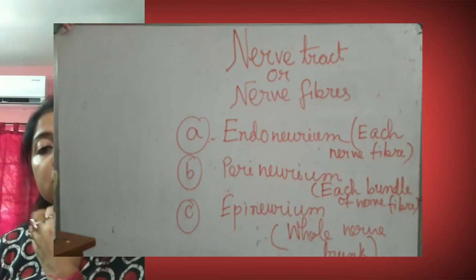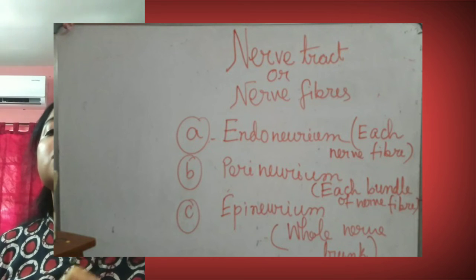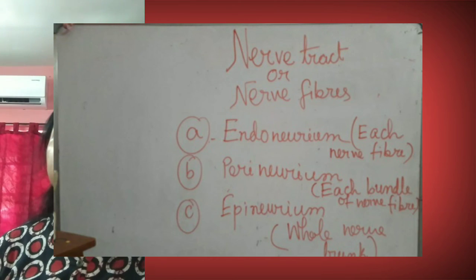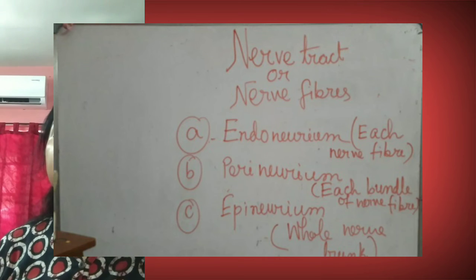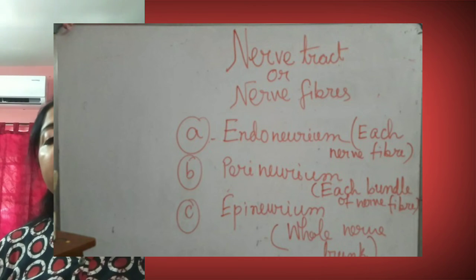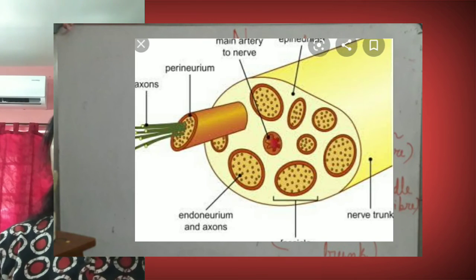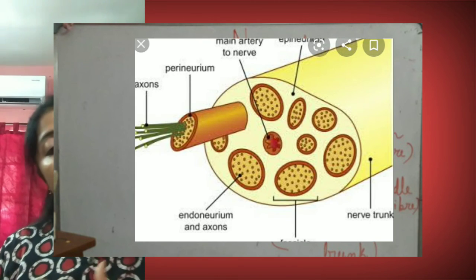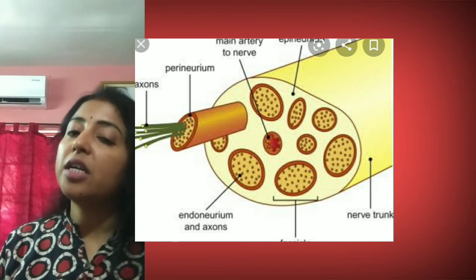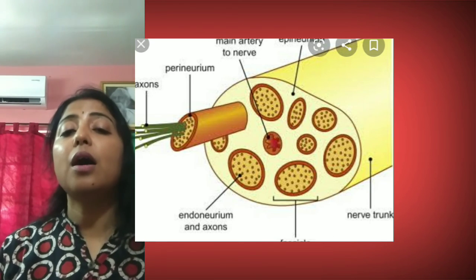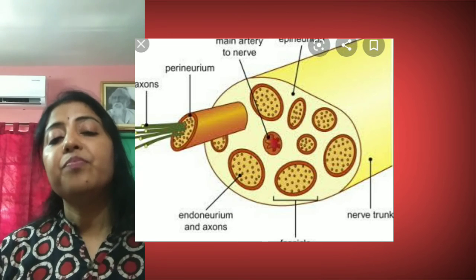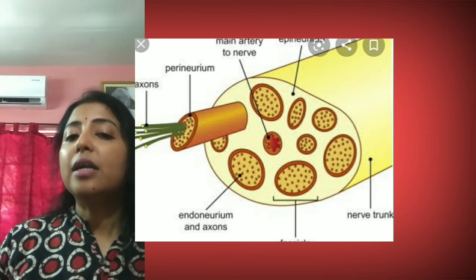Okay, second one, I have told you, perineurium. What is its function? It is a kind of connective tissue that surrounds a bundle of nerve fibers. Okay, and the third one is epineurium. It is also made of connective tissue, and it surrounds a full nerve. Okay, so we can also take these under the histology of nerve, because some connective tissues are involved. That's what I'm telling you.